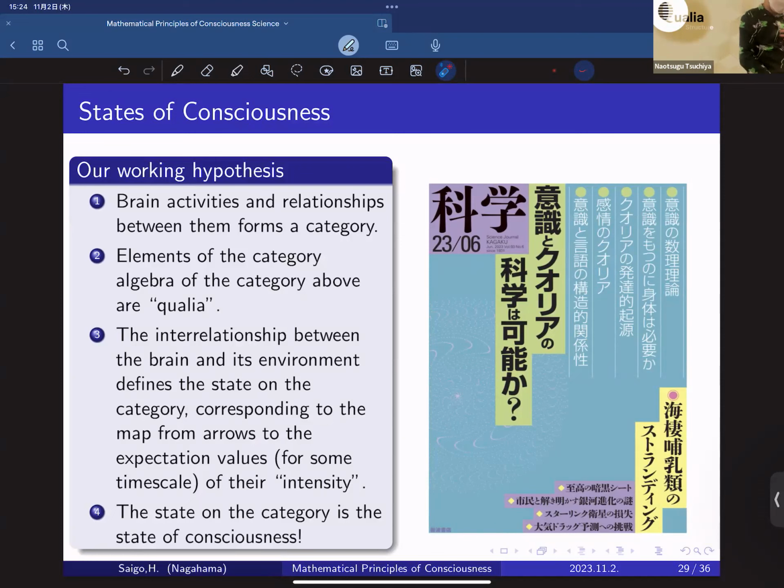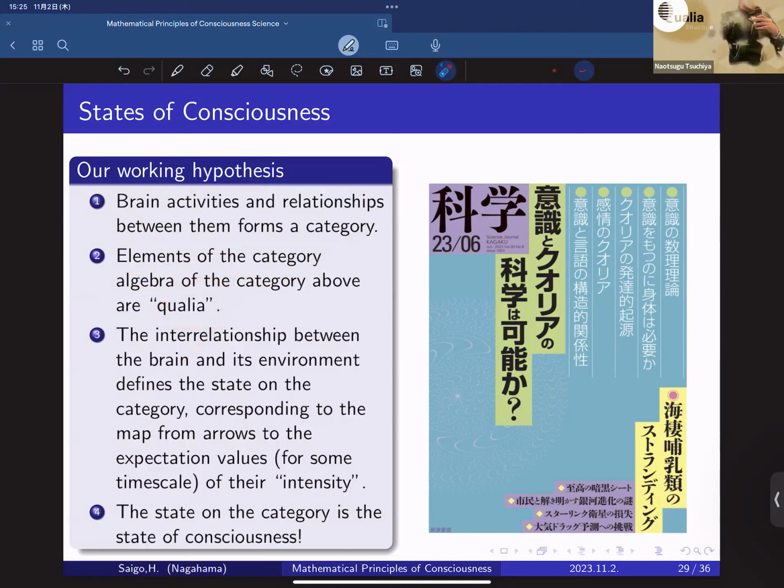Yeah, our working hypothesis: the brain activities form some kind of category. We don't have a definite candidate for this category, but I am sure that we can define a very good category from the Fourier structure. And then you can define the category algebra in a canonical way. And I think this corresponds to the Fourier kind of thing.